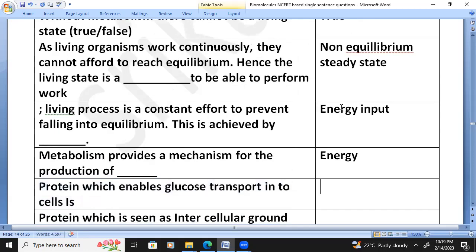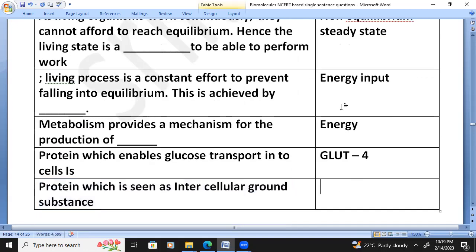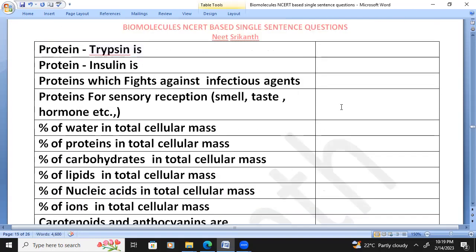Protein which enables glucose transport into cells is GLUT4. Protein which is seen as intercellular ground substance, collagen. Protein trypsin is an enzyme. Protein insulin is a hormone. Protein which fights against infectious agents, antibody. Proteins for sensory reception are called receptors.